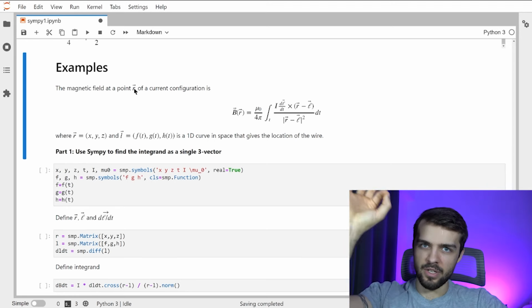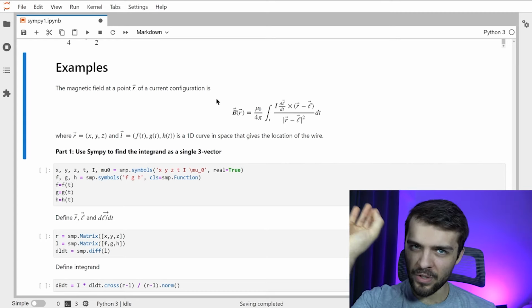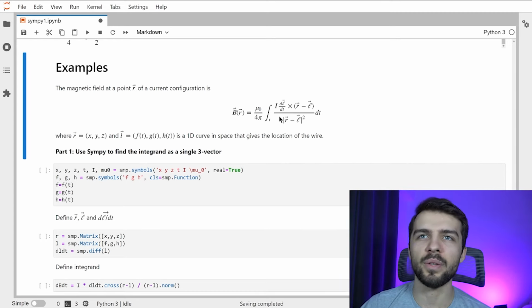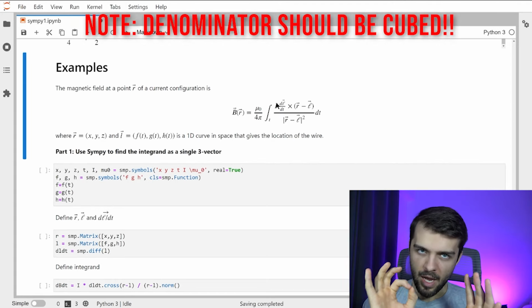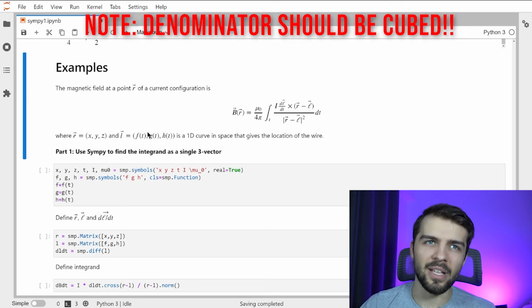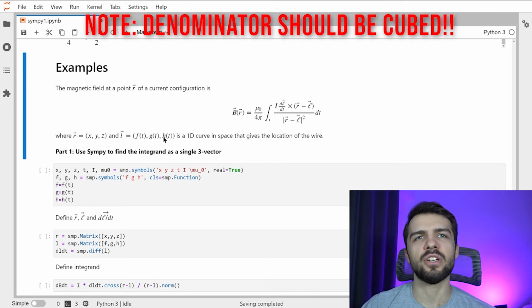That's r. So r is x, y, z, and there's a wire going on in space. The magnetic field at that point r is equal to the following integral, dl/dt cross r minus l, dt. So dt is a parameter of a vector l. So l depends on t. So r is just your point in space. L is equal to f of t, g of t, h of t.